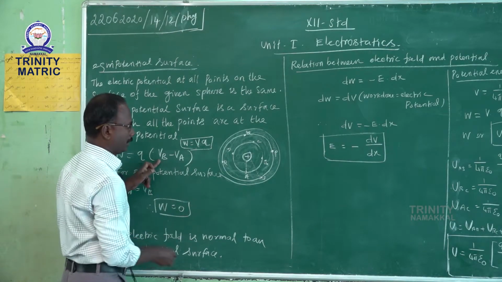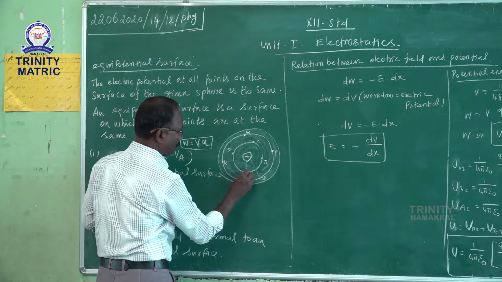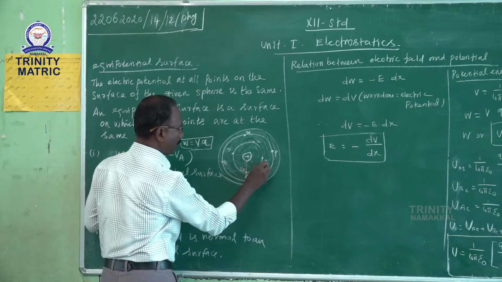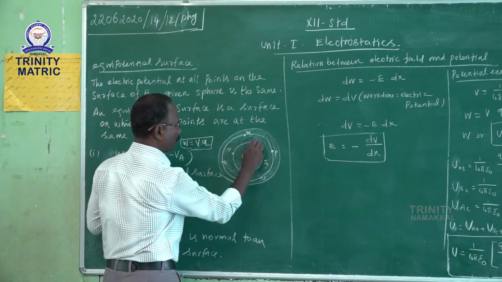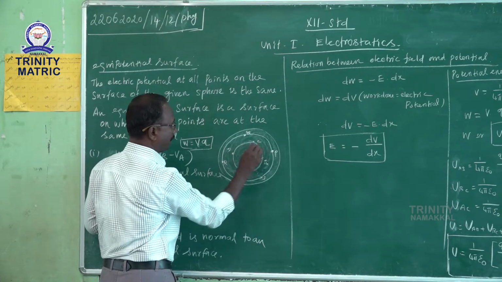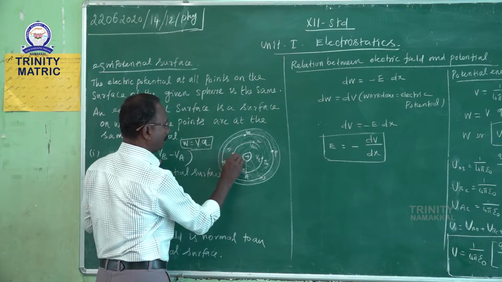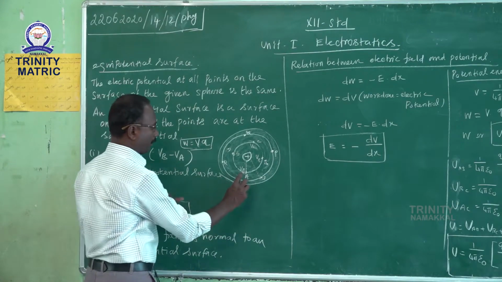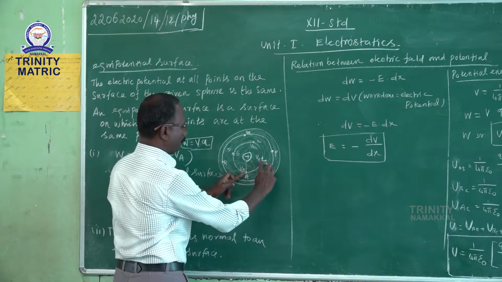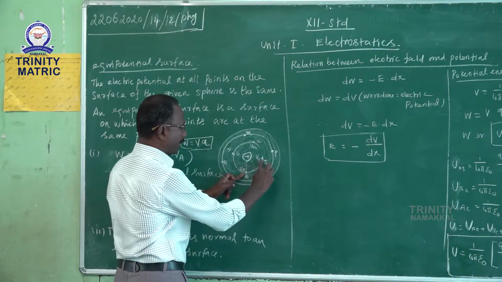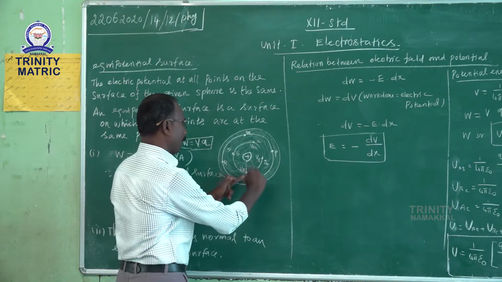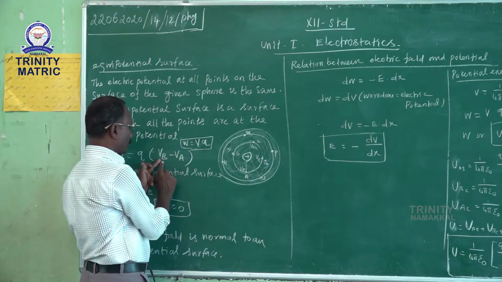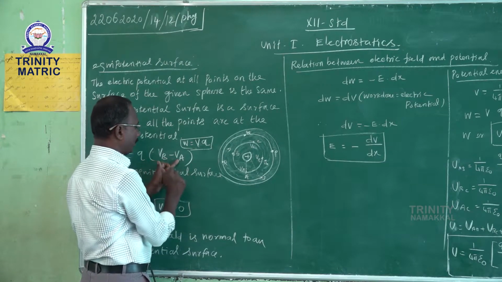We want to calculate the difference of electric potential. The electric potential at A is VA. The electric potential at B is VB. The electric potential at point C is VC. The electric potential at point D is VD. So you want to calculate the difference of potential between A and B, that is the potential at B minus the potential at A.